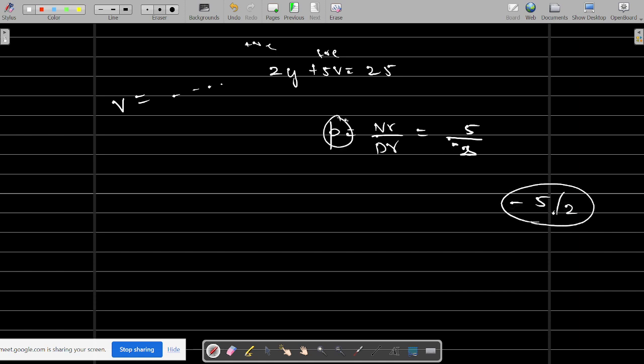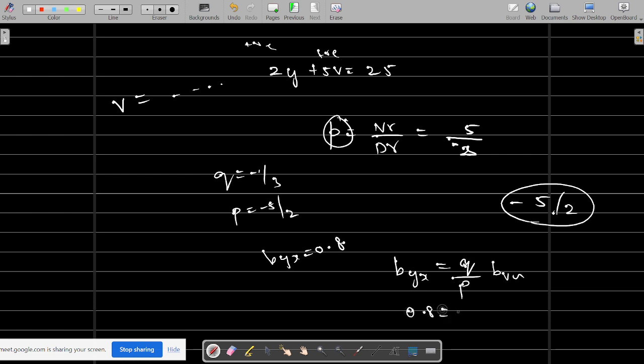Okay, so the p value is minus 5 by 2. The q value, what I got, was minus 1 by 3. The p value is minus 5 by 2. Then b_yx is given to be 0.8. So b_vu is equal to q by p into b_yx. We just substitute over here: 0.8 is equal to q is minus 1 by 3, p is minus 5 by 2, into 0.8. Okay, sorry, we had to find this one. So just cross multiply and find the value. I am getting the value as 0.1067. Check pannunga. Okay, yes, ma'am.